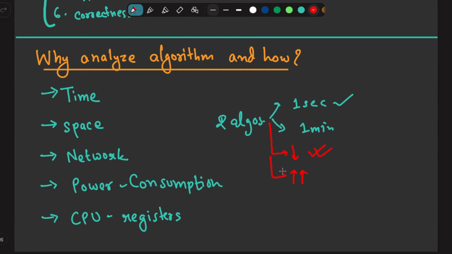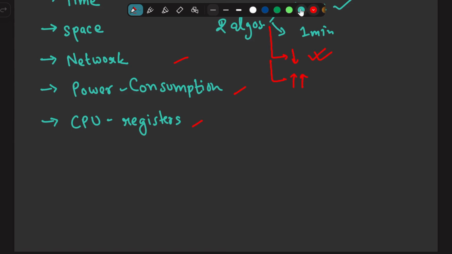In some applications, we also care about network usage or battery power consumption and hardware resources like CPU registers. Let's take a program of swapping two numbers A and B. We'll make a temporary variable and give the value of A to it. We'll give the value of B to A and give the value of A, which we stored in temporary, to B.